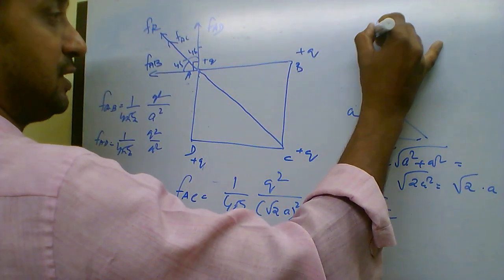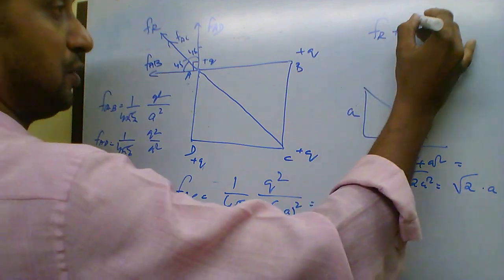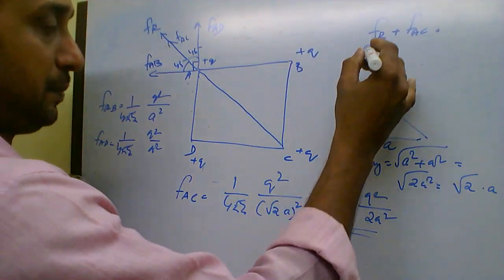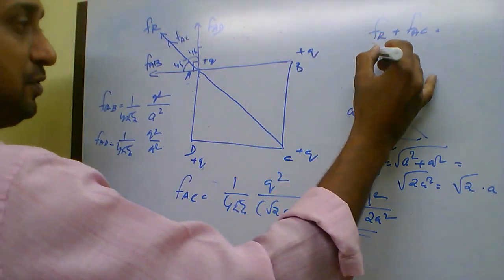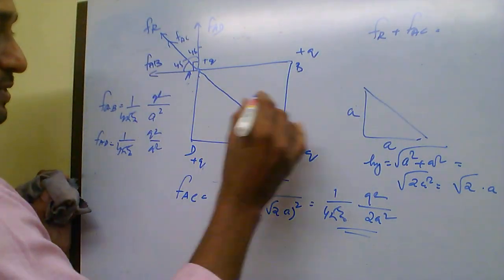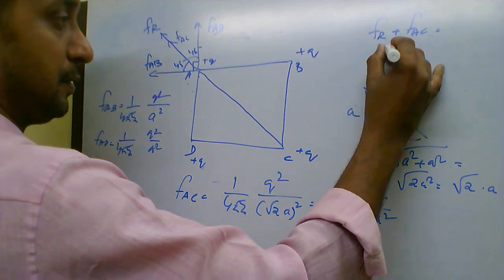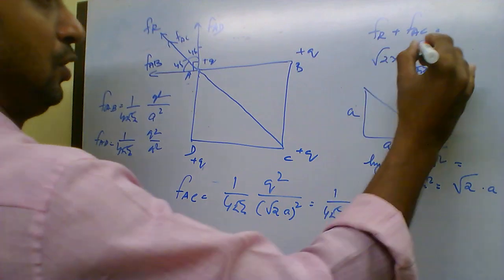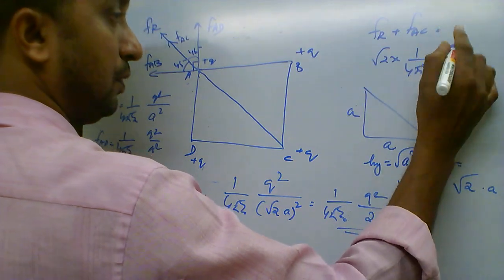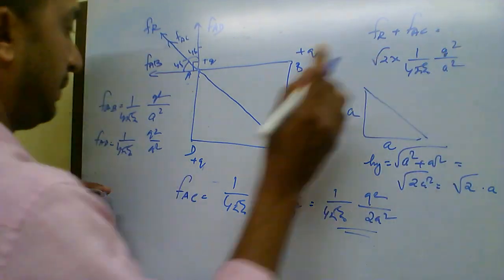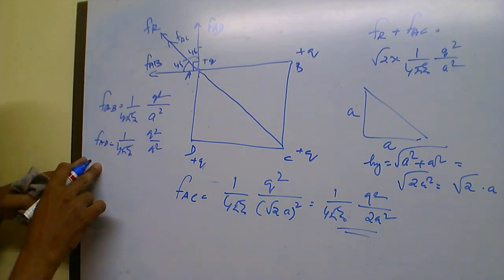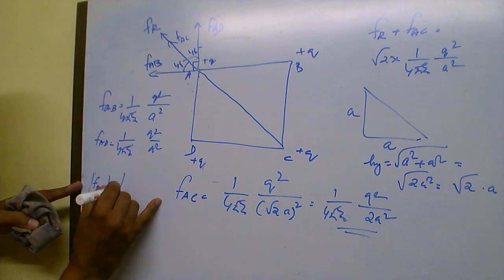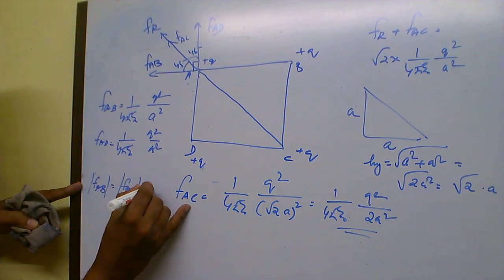That is the resultant force, plus this force on A due to the charge at C. So if I add both, the resultant force equals root 2 times F, as I got. Root 2 times F is 1 by 4 pi epsilon 0 q squared by A squared, because FAB and FAD were equal to F. As we concluded, FAB is the same as FAD, whose magnitude is equal to F.